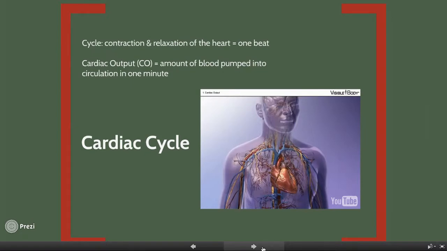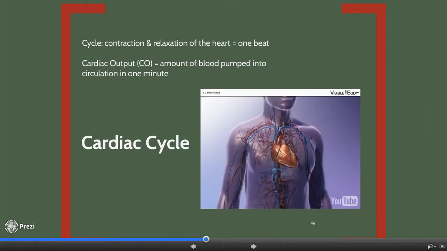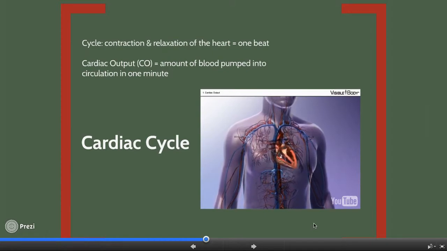This next video is going to go over the heart cycle. It is the contraction and the relaxation of the heart, which equals 1 beat. You can think of cardiac output as the amount of blood pumped into the circulation in 1 minute. With each contraction of the ventricles, blood is pumped out of the heart.